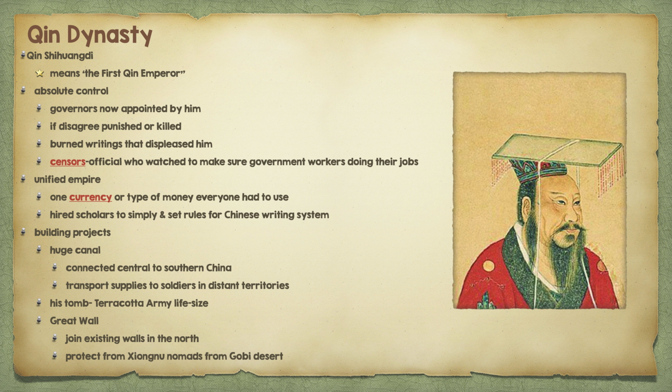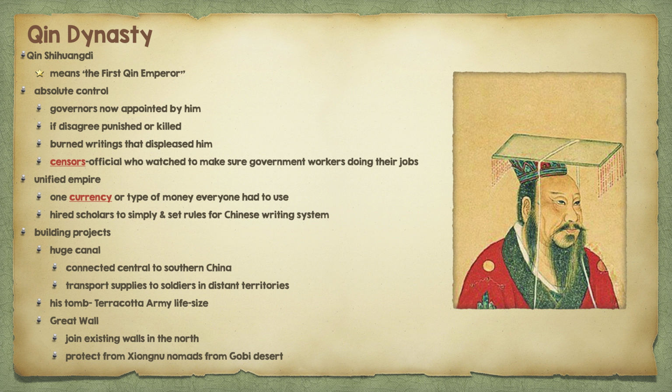He did some things to try to unify the empire. One thing he did was to make a uniform currency. Before this, money was different in the different states. So he makes one type of money that everyone has to use. Another thing he tried to do to unify the empire was to hire scholars to make the Chinese writing system a little simpler, with set rules, and then publish that, to try to make everyone do it the same, because it wasn't that way before, because of the long periods of the different states doing it their own way.